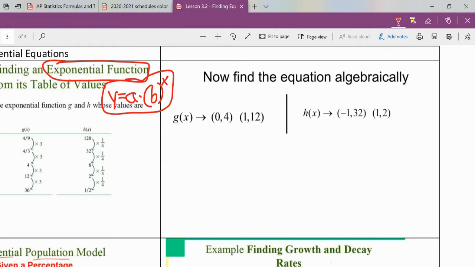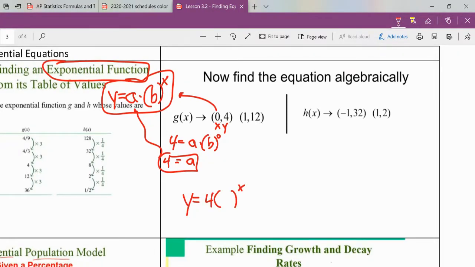We do the same thing we would have done for lines: take each point and put it into the equation. This is my x, that's my y. So I would say 4 equals a times this b value raised to the x. B to the 0 is just 1, so a equals 4. That's good, I've got the a value for this equation. So when I start to write this, y equals 4 times. Now I've got to figure out what that b value is.